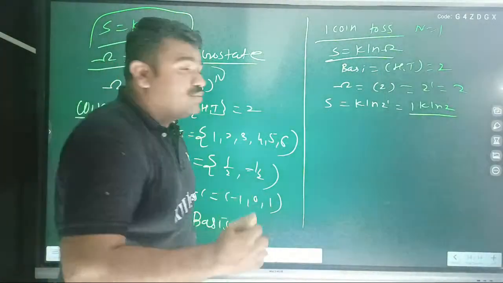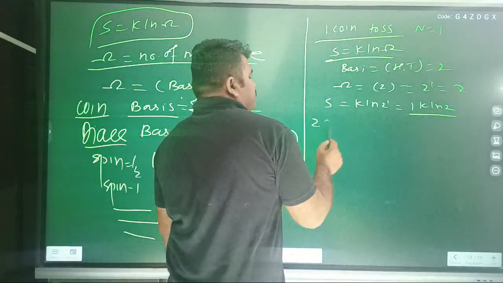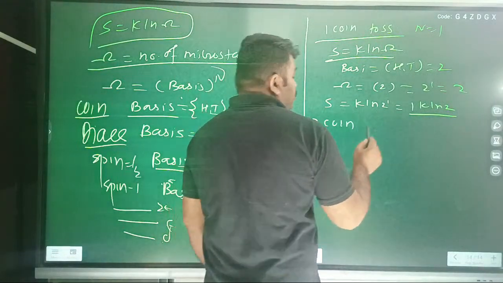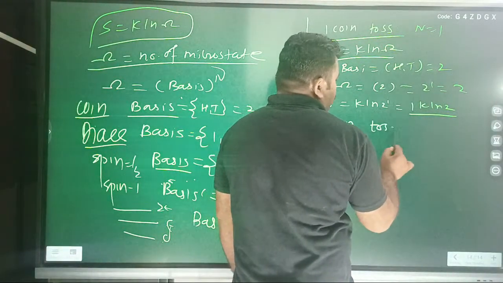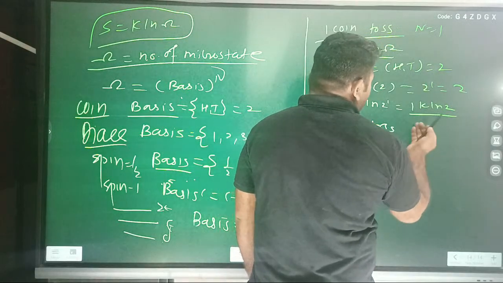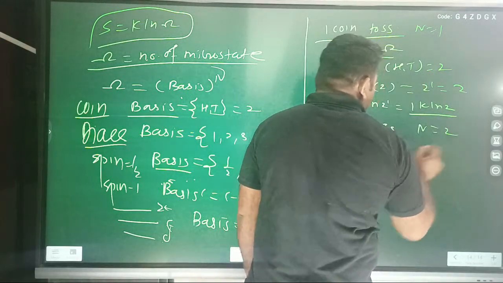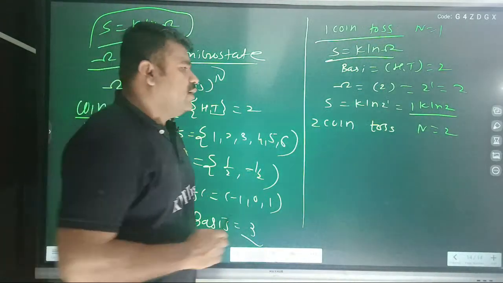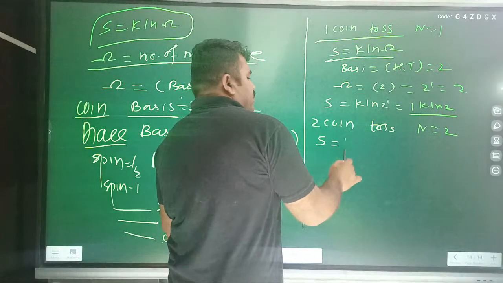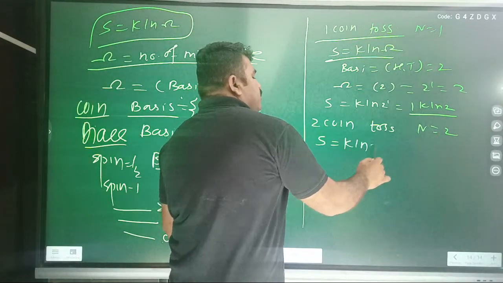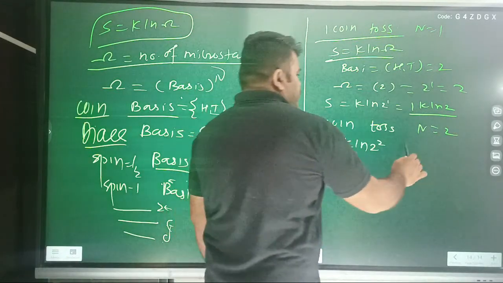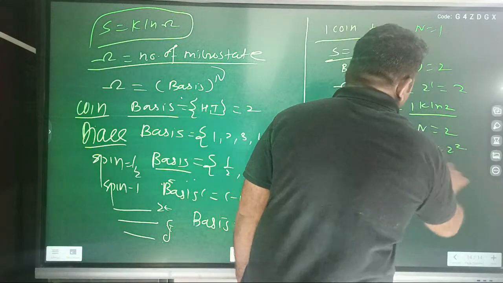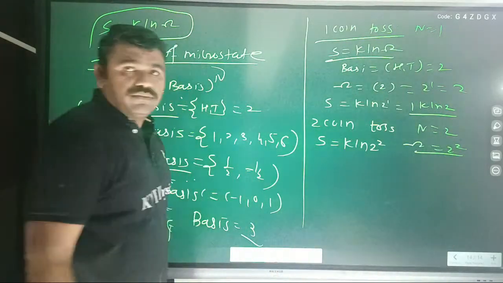Now we can toss 2 coins. Then what is the value of n? n means number of particles. Number of particles here means number of coins, which is 2. Then entropy S is equal to k ln of the number of microstates. Omega is equal to 2 to the power 2. Yes or no? Basis raised to n.